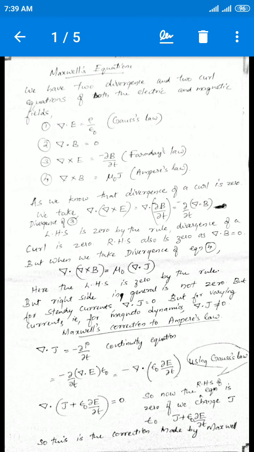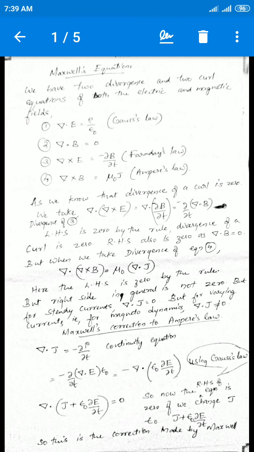So first we have Maxwell's equations. You might have heard about Maxwell's equations in your plus 2 classes. They are actually four equations, of which three are Gauss's law, Faraday's law, and Ampere's law. They are all separately studied already. I will just rewind the equations only.